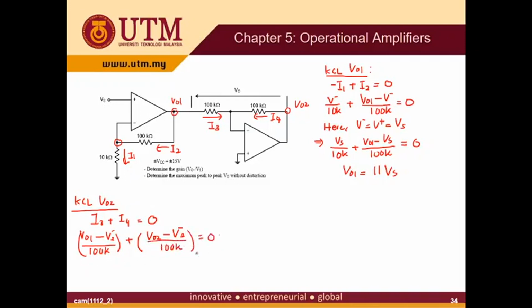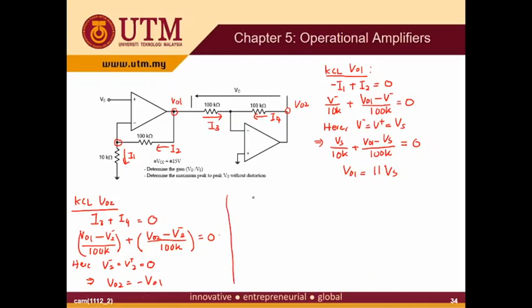Okay, and then we know that here V minus 2 is equal to V plus 2 is equal to 0. So at the end we will get the equation of V out 2 equal to minus V out 1. We're done with the definition of V out 1 and V out 2.